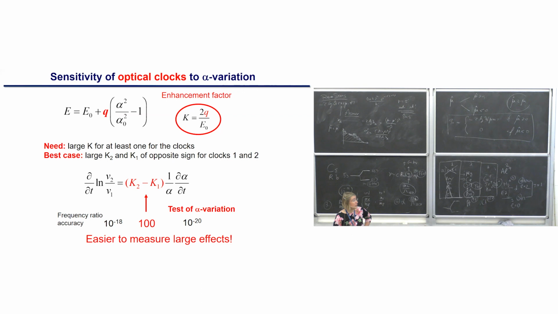So if your factor is 100, and you measure the ratio of frequencies to 18 significant figures, your dark matter search is then 10 to the minus 20. Essentially, it's just easier to measure large effects. In this case, the sensitivities are computable for the atomic and molecular clocks. They're not computable for the nuclear clock, because it's a nuclear calculation. They have been estimated and derived. Now we can make an experiment to actually determine that.